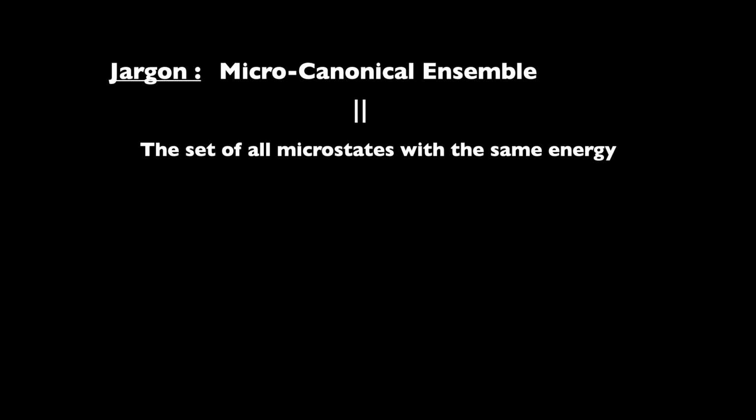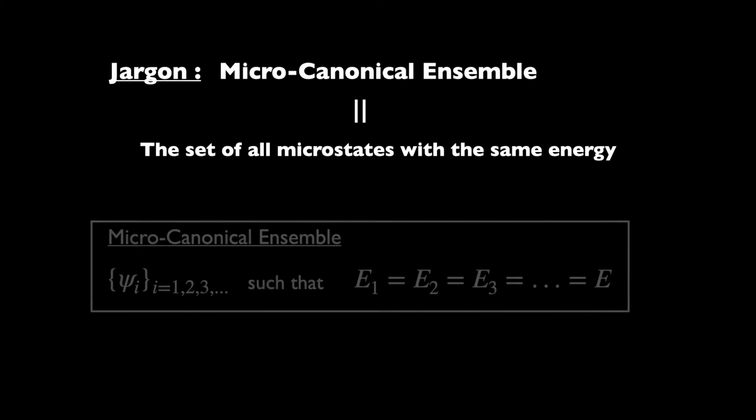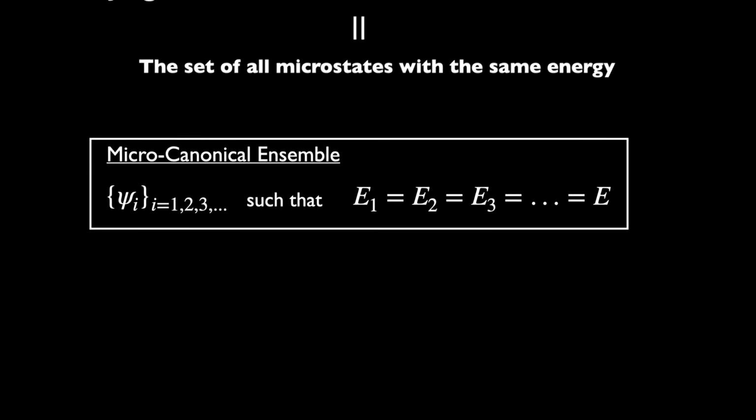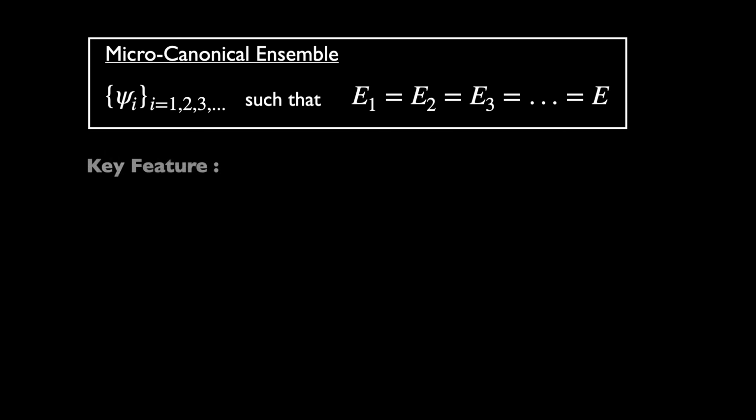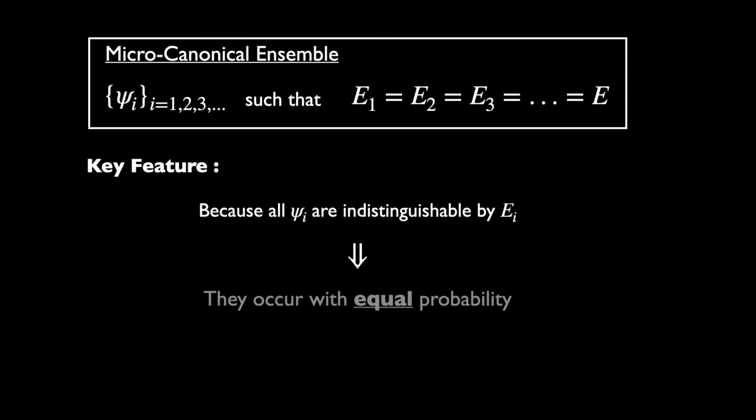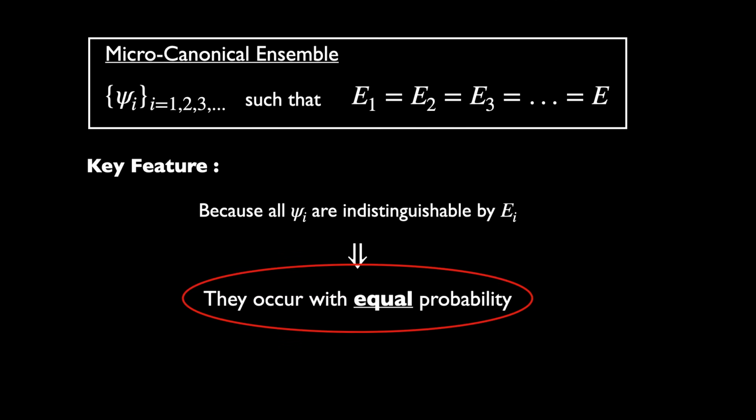Here we introduce a standard jargon. A microcanonical ensemble is a statistical ensemble of microstates with the same energy. Its key feature is that all microstates in this ensemble occur with the same probability. That's because one has no way of knowing which microstate the system is in, based on just knowing its energy. Therefore, they are equally likely to occur.